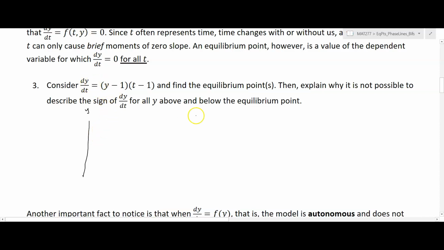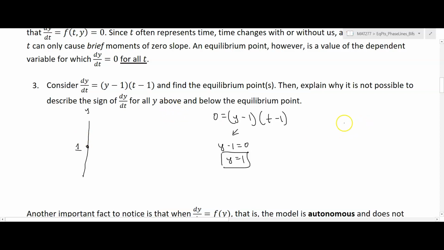I see here that if I set this equal to 0, 0 equals (y minus 1) times (t minus 1). Now clearly if t is 1, then this whole right-hand side becomes a product involving a 0 factor, but the only value of y that will make this 0 for all t is if this factor here is 0, and that means y is equal to 1. So that's our only equilibrium point, when y is equal to 1. Okay, but what happens if y is bigger than 1?